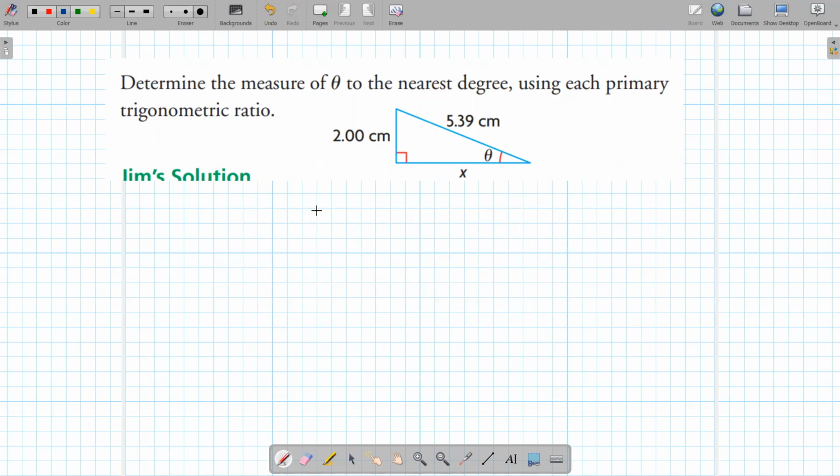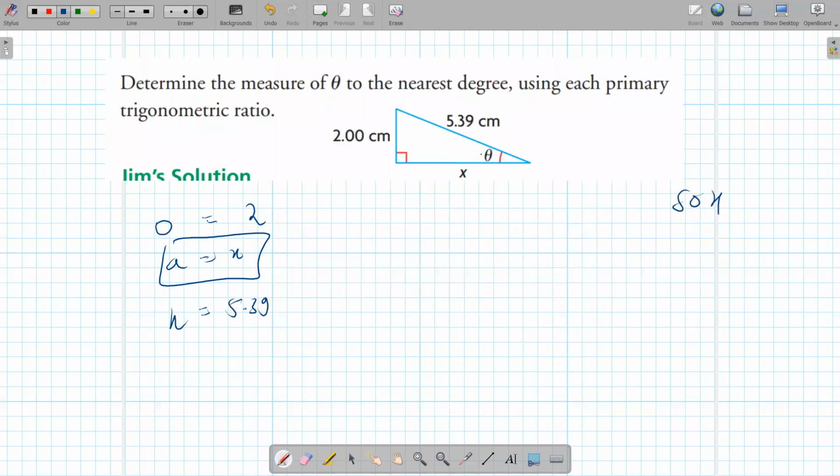Let's try doing this problem. Look at it relative to the angle. Which two sides are given? The opposite and the hypotenuse. Right, so opposite is 2. Adjacent is not given, or adjacent is the x. And the hypotenuse is 5.39.